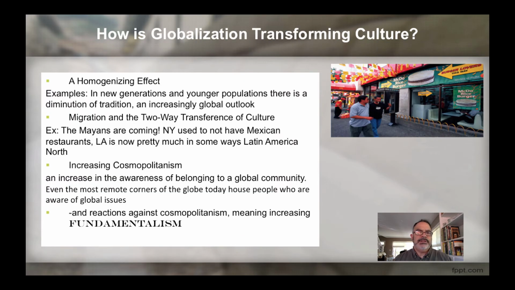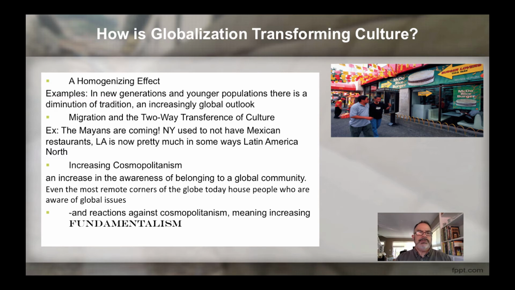How is globalization transforming culture? Well, globalization has a homogenizing effect. I don't think there's any doubt about that. As new generations and younger populations grow up, there's a diminution of older tradition, an increasingly global outlook. But I say diminution because it's basically a re-emphasis into modern technologies, right? Modern culture, more Western forms of culture. It's not necessarily the disappearance of any one culture. It's the diminution or decreasing emphasis of part of their old traditions, perhaps.